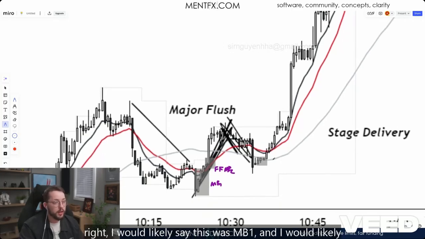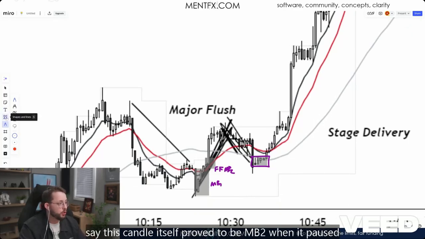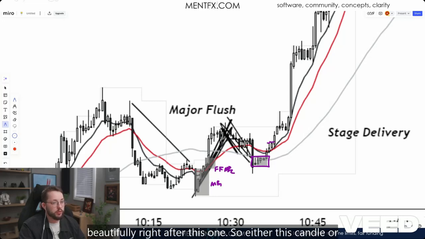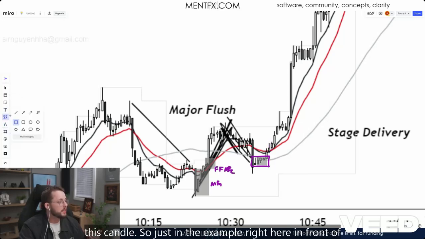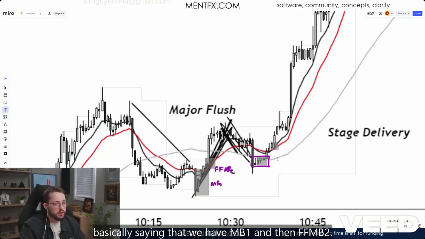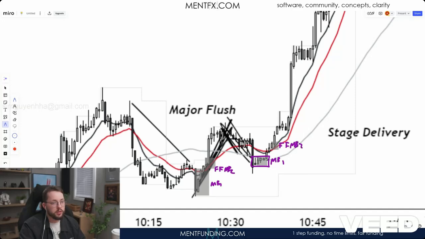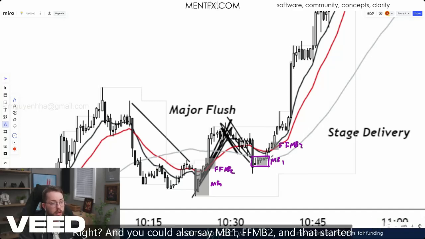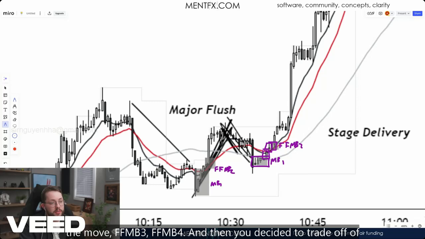So looking at this, right, I would likely say this was MB1. And I would likely say this candle itself proved to be MB2 when it paused beautifully right after this one. So either this candle or this candle. So just in the example right here in front of you, and this would likely be MB2. So again, this is basically saying that we have MB1 and then FFMB2, right? And you could also say MB1, FFMB2, and that started the move, FFMB3, FFMB4. And then you decided to trade off of FFMB4.